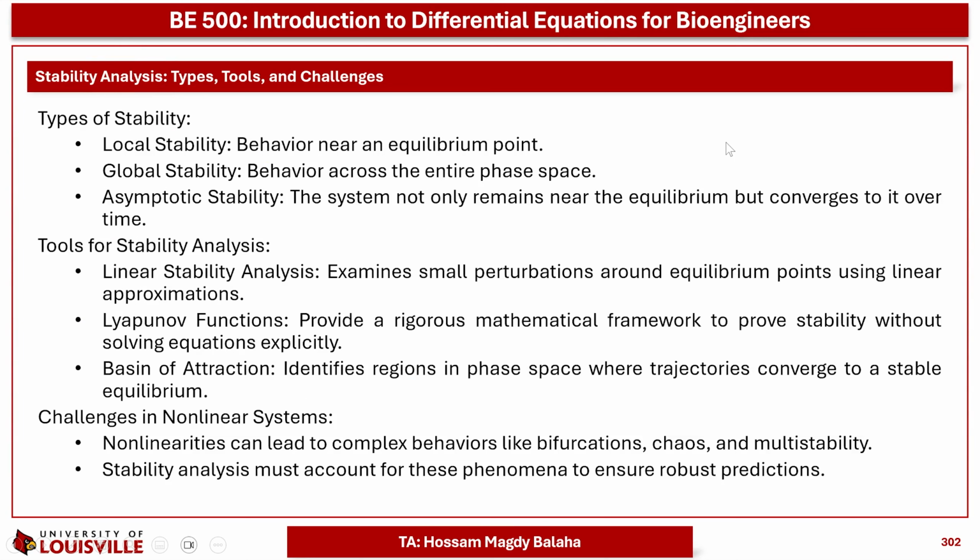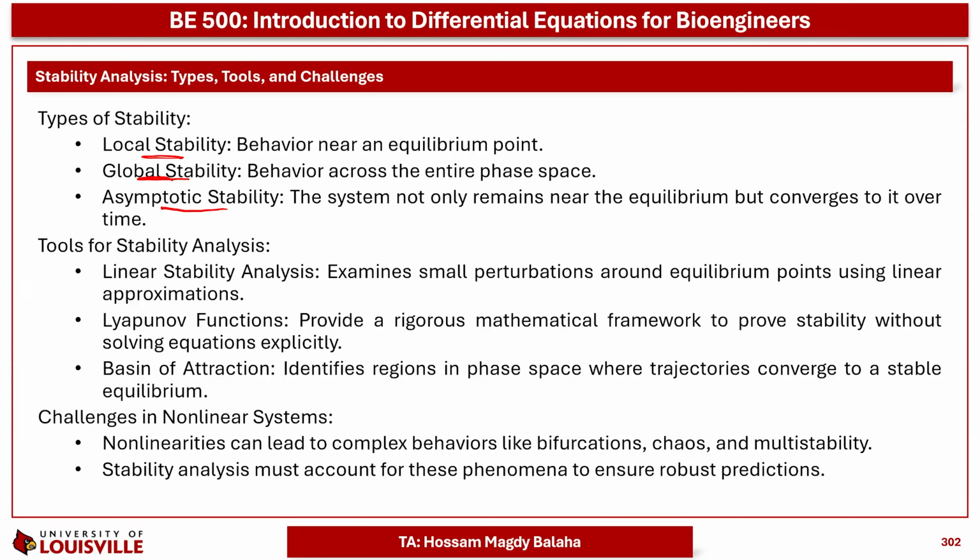There are three types of stability. The first is local stability, where we look at the behavior near the equilibrium point. Global stability, where we look at the behavior across the entire phase space. And asymptotic stability, where the system not only remains near the equilibrium but converges to it over time.